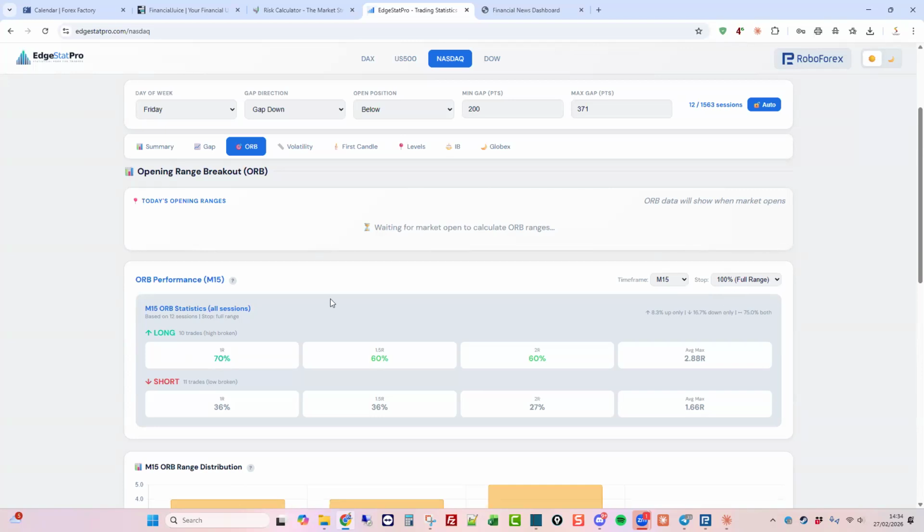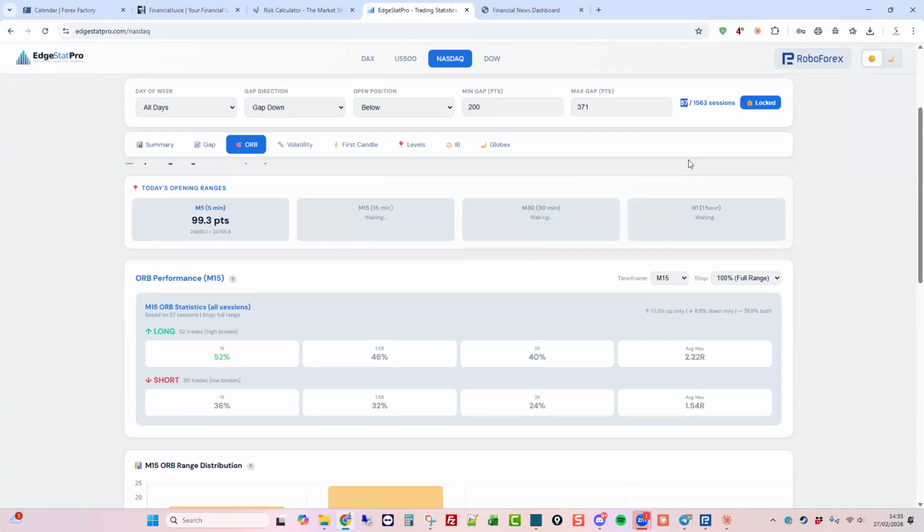Now, the data set is quite small. We've only got 12. So it's not a very big data set. So we can always do something like this: remove the filter and lock it for the days and say, let's forget it's Friday. What does a gap down with a large gap normally do if it's not a Friday? So let's look at the whole data set. That gives us 57 instances in the past to look at, which is a nice bigger data set.